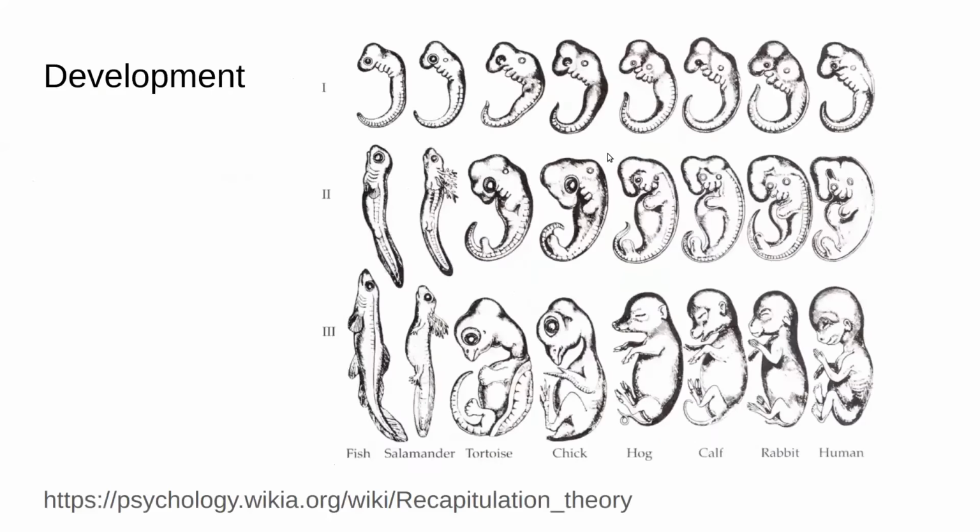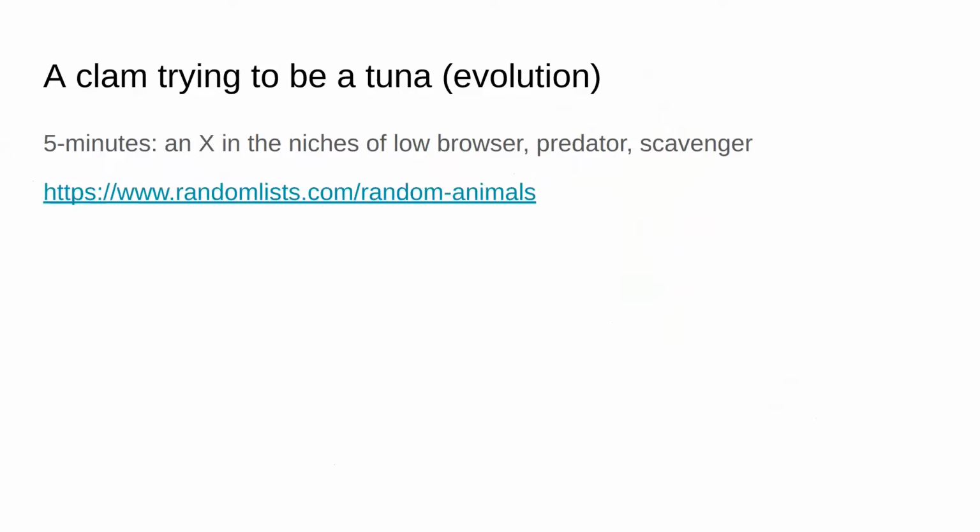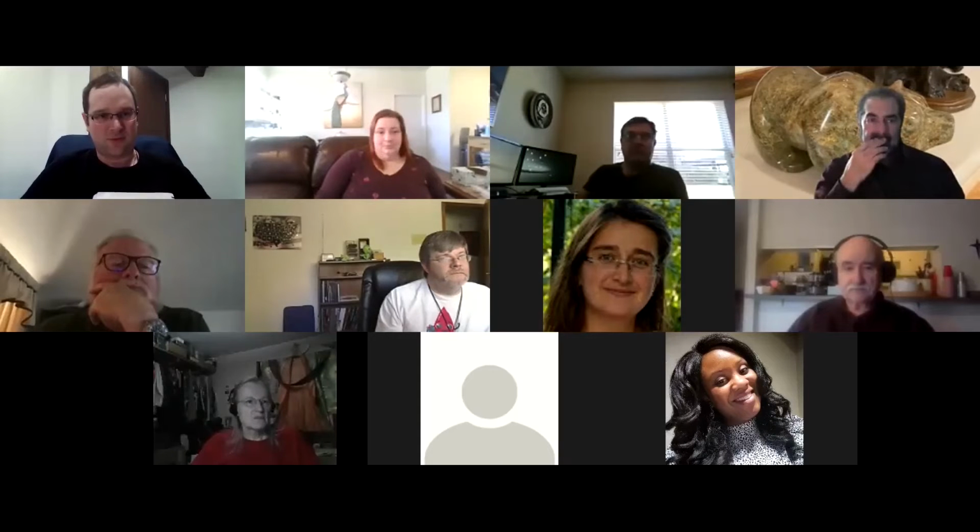Okay, so now some audience participation. I call this a clam trying to be a tuna. I'm going to give each of you an animal, and I want you to, thinking about what we just said, create a browser, like a giraffe or a cow, something that eats leaves, a predator, and a scavenger based on this one animal.